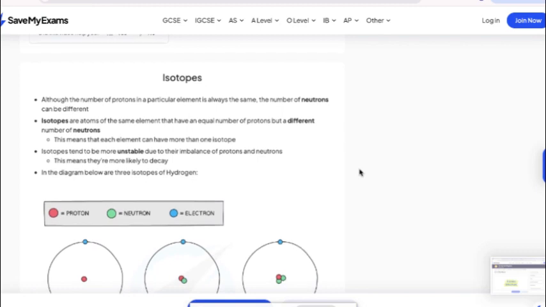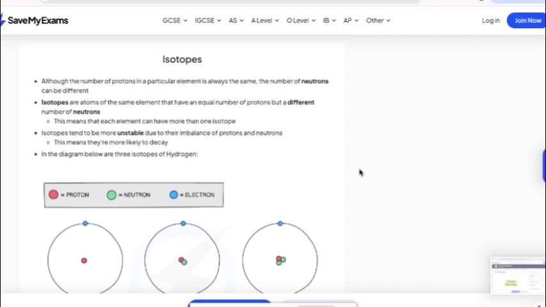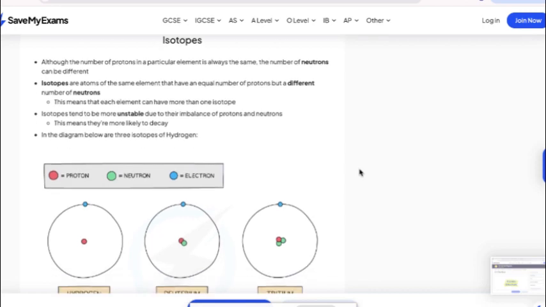Isotopes tend to be more unstable due to the imbalance between their protons and neutrons, especially radioactive elements. This instability is called radioactivity, which we're going to look at. That means they will disintegrate. These unstable elements will disintegrate under intense conditions. This means they are more likely to decay. That's the meaning of disintegrate. When you are unstable, you can decay or you can disintegrate.